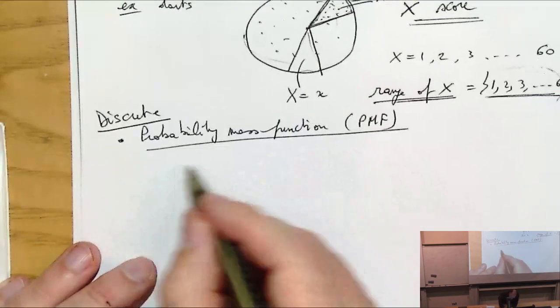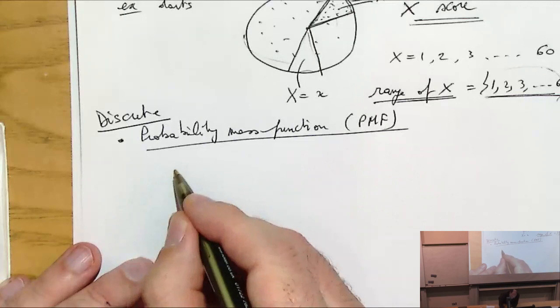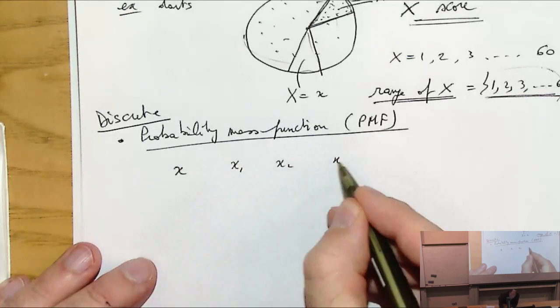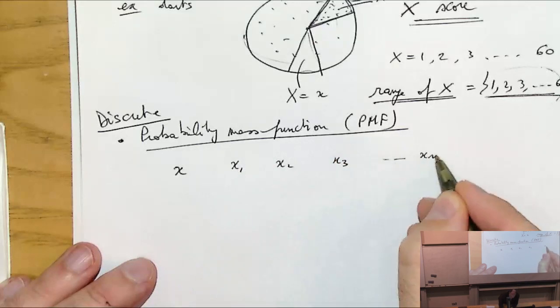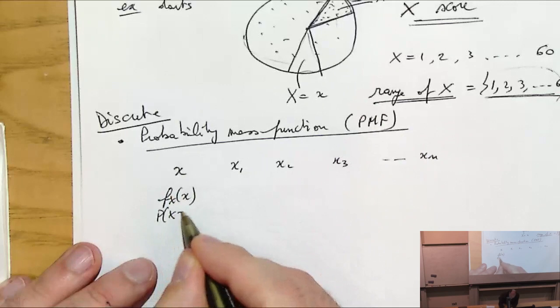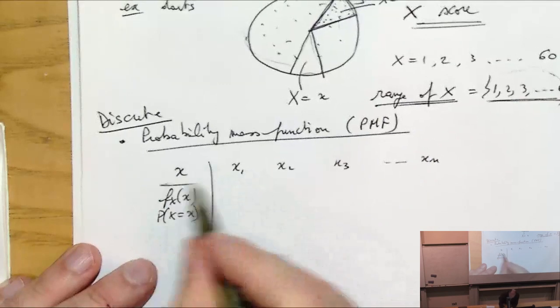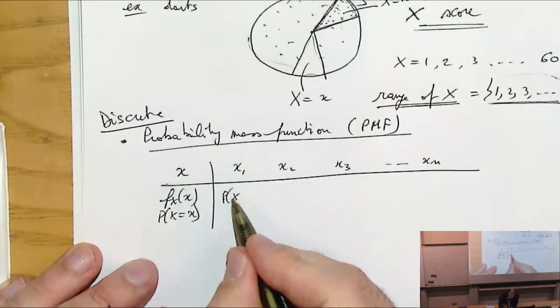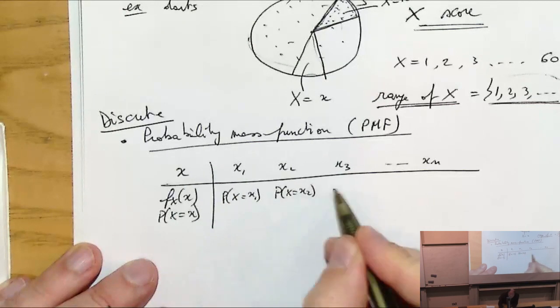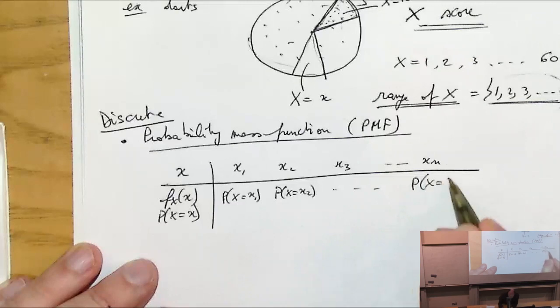So what that means is that if x takes a certain value, x1, x2, x3, all the way to xn, then I want to identify the probability of x occurring. What's the probability of having x equal to x1? What's the probability of having x equal to x2? What's the probability of having x equal to xn?